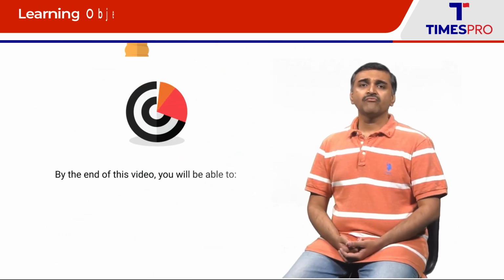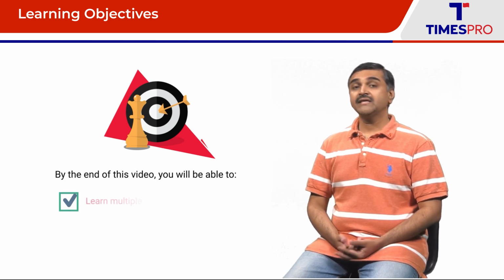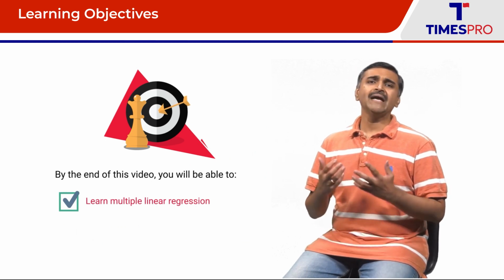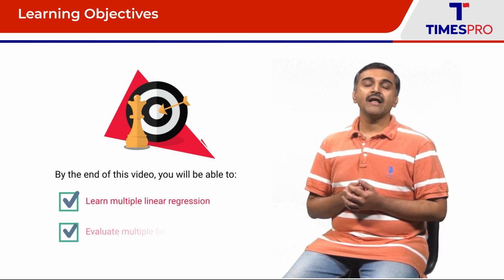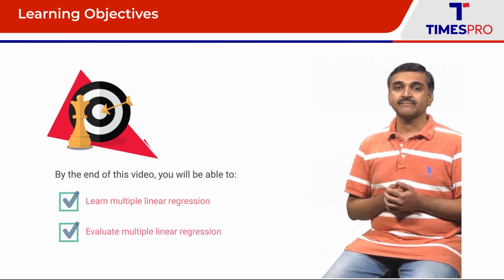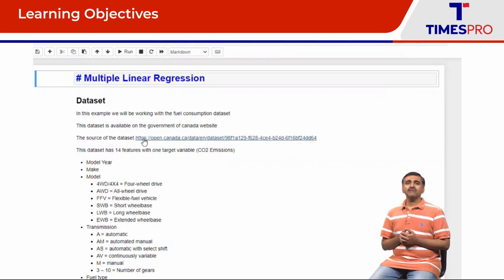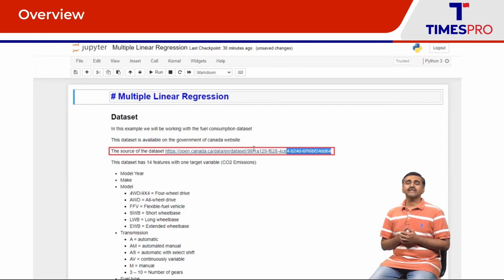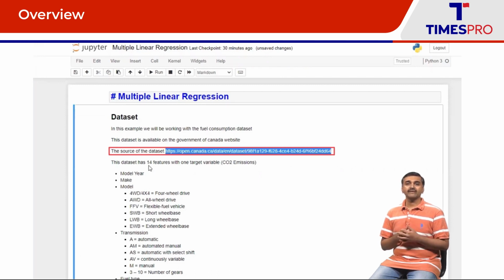In this video, we are going to learn about the implementation of multiple linear regression and evaluating its performance. In this example, we will be working with the fuel consumption dataset. This dataset is available on the Government of Canada website. The source of the dataset is available over here.